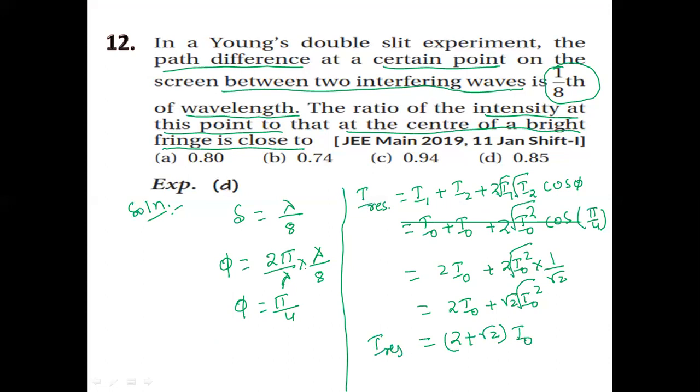Now at the center, the phase difference phi is equal to 0. So the resultant I dash equals I naught plus I naught plus 2 times under root I naught square cos phi. So we'll get 4 I naught.